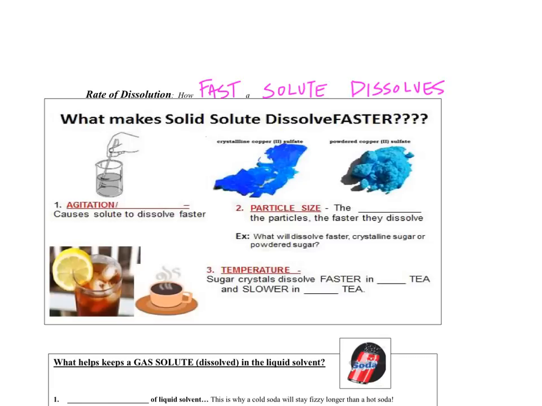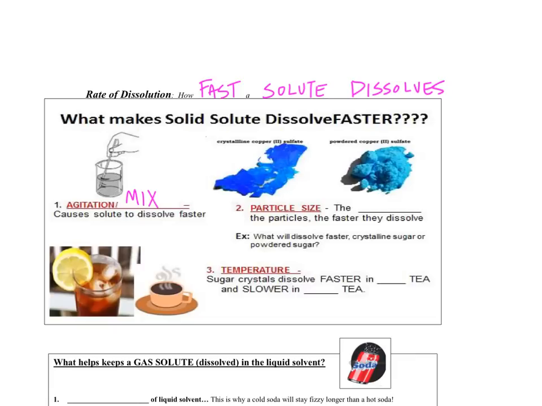A lot of times if you pour sugar into your tea, you don't just let the sugar sit there, you agitate it. So in other words, you're mixing it, you're stirring it. If you just let it sit there, it's going to take a very long time. So you typically grab your spoon or a straw and you stir it up, you agitate it.